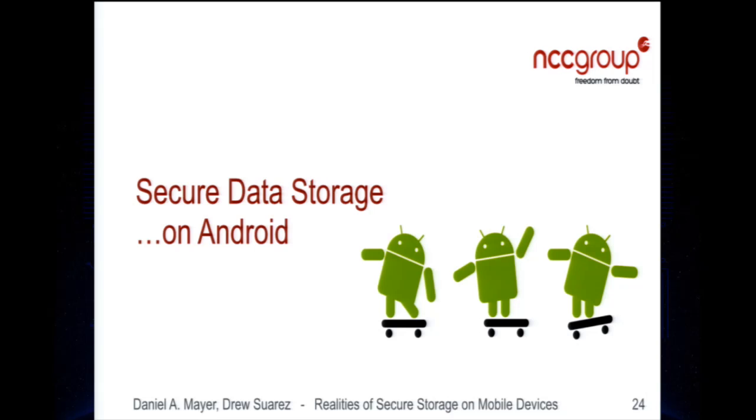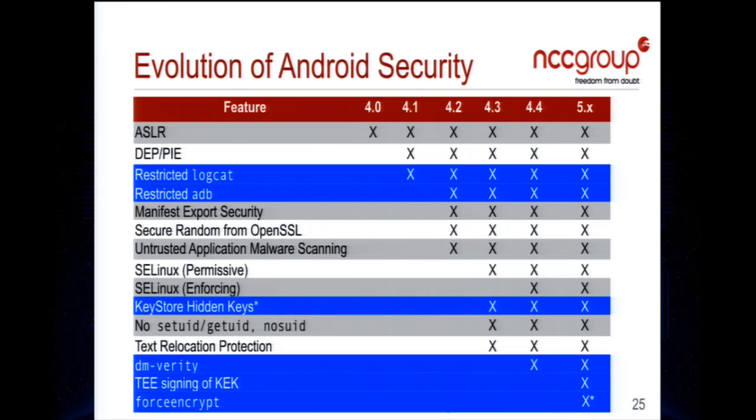All right, thanks. So let's look at how Android tackles some of these same problems that we just looked at on the iOS side. We put together the evolution of Android security. The different versions are listed, and when these new security features were added goes along. We've highlighted the ones in blue that pertain specifically to this talk, but left the other ones just for general information. Let me talk quickly about a few of these. The keystore hidden keys I've starred. We'll talk more in depth about that.